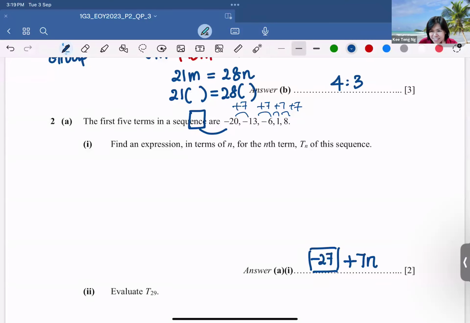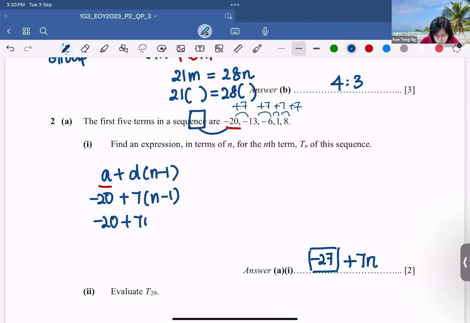Pay attention. Either use this method, or some of you might use the other method, a plus d bracket n minus 1. If you use the formula, a stands for the first term, which is -20. D is the difference, so it's adding 7 this time round, n minus 1. Expand this, -20 plus 7n minus 7, so add up to -27 plus 7n. So either you do it this way using the formula, or you use the logical method, and you will still be able to get the answer.